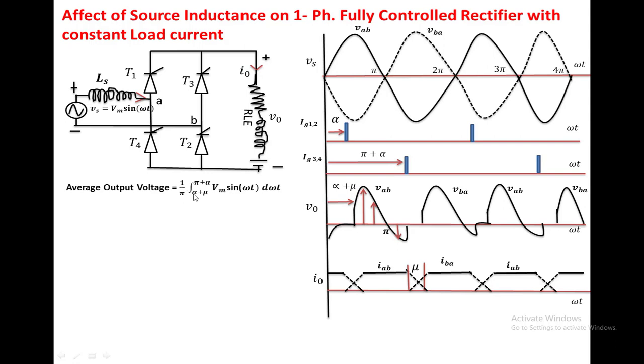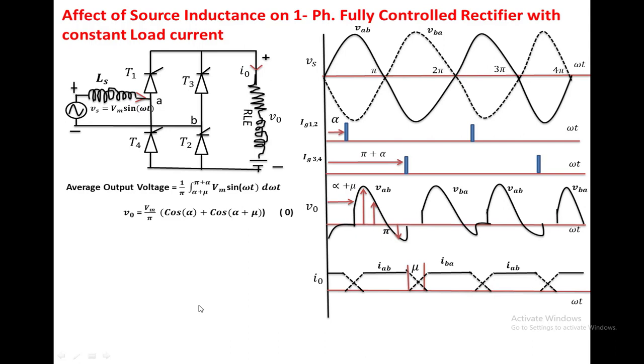So 1 by pi integral from alpha plus mu to pi plus alpha of Vm sin omega t d omega t. Vm is a constant, take it outside. If we complete this integration, V naught equals Vm by pi times cos alpha plus cos of alpha plus mu. Mu is nothing but the overlap angle. This overlap angle is highly dependent upon the amount of source inductance.